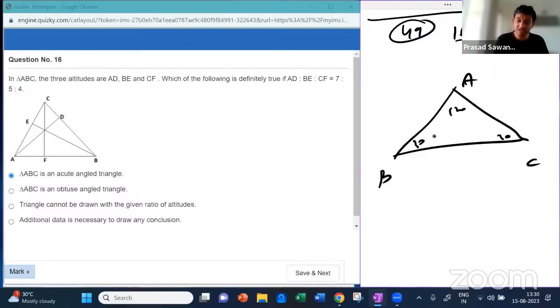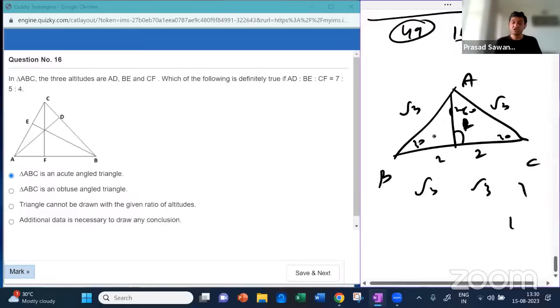Some ABC triangle, doesn't matter. This one becomes 30, 60, 90. Let's say this is 1, then this becomes 2, and this becomes root 3. So root 3, 2, so root 3, 4. So 16, 3, 3, 9, 6. In this, what will the altitude be?